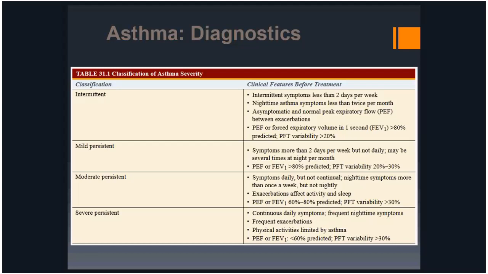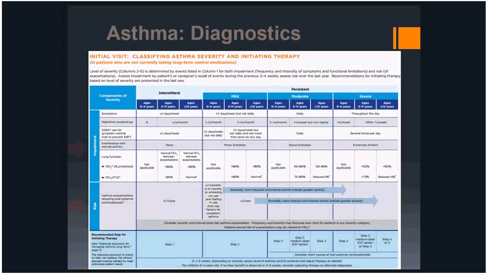You have intermittent, you have mild persistent, moderate persistent, and severe persistent. You also have the clinical features before treatment with regards to what you typically see in these patients from a clinical perspective. These same clinical findings you also see here. This is taken from the guidelines quick reference guide that is available to you and is also posted with this lecture. So again, this is the initial visit where you're classifying asthma severity.